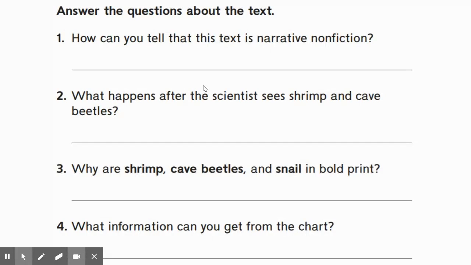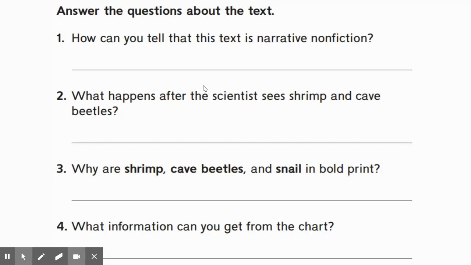Number 3, why are shrimp, cave beetles, and snail in bold print? Why do you think they're in bold print? That's right, they are important vocabulary words to understanding the story. They are the animals that live in the cave.